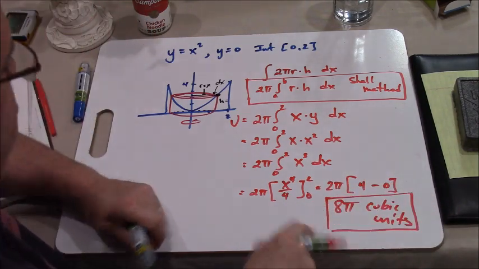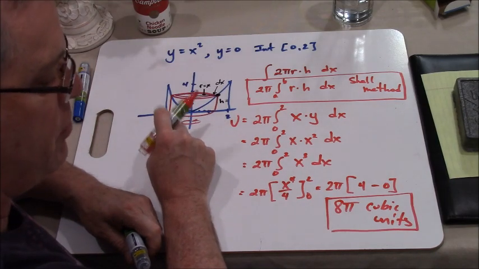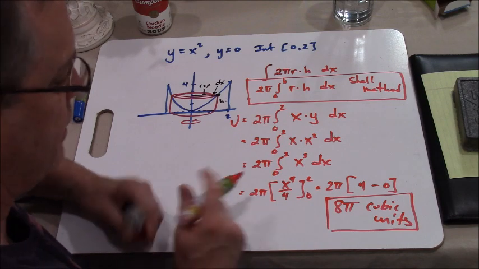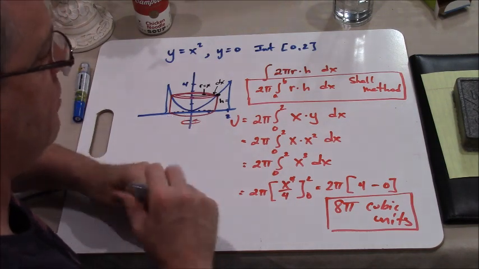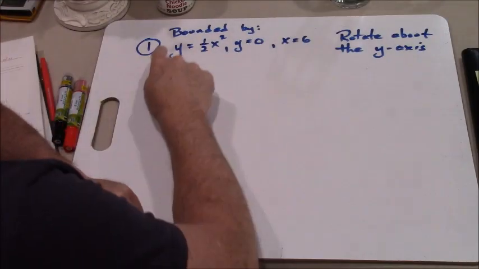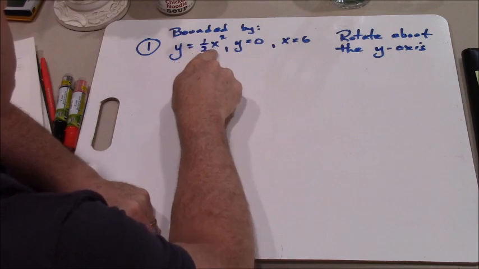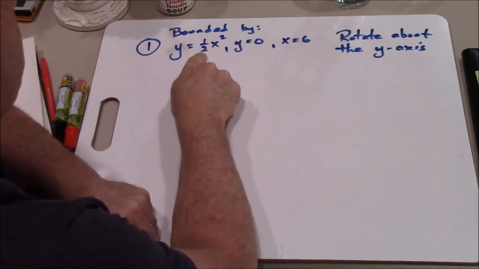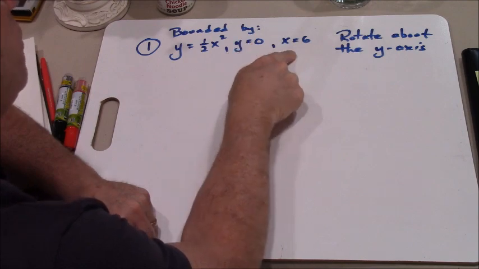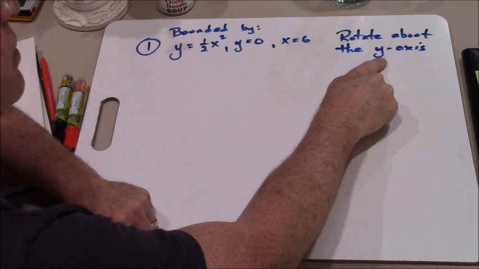And I think we did this problem when we first started doing the washer method. You can go back and check the answer. You'll see it's the same thing that we got before. We're just using a different method, the shell method. All right, so you guys try this one. We've got an area that's bounded by a parabola, half as high as what's normal, y equals 0, x equals 6, and we're going to rotate that region about the y-axis.